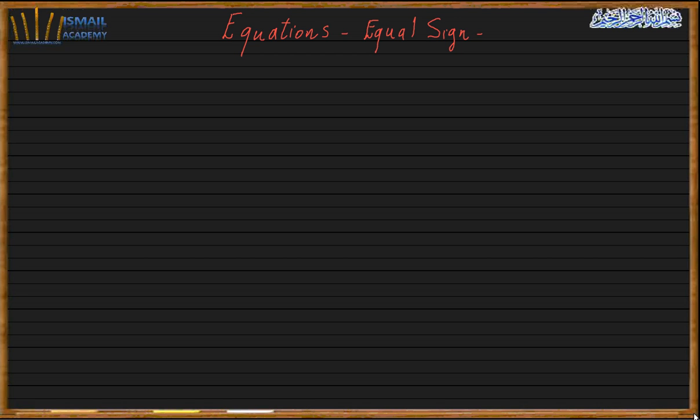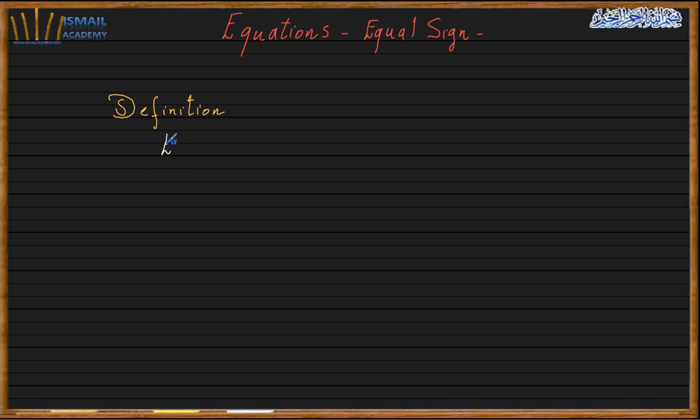So the lesson today is about equations. First we are going to learn about the equal sign and the property of the equal sign. But before we start talking about the property of equal signs, let's first define what an equal sign is. So we're going to put the definition first. So what is an equal sign? An equal sign is a symbol used to compare two identical value expressions.